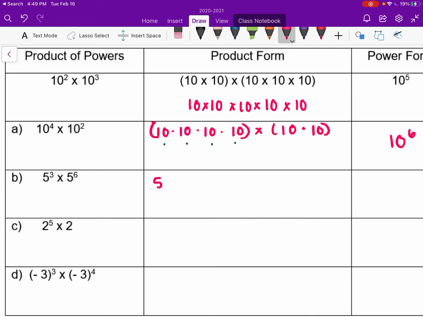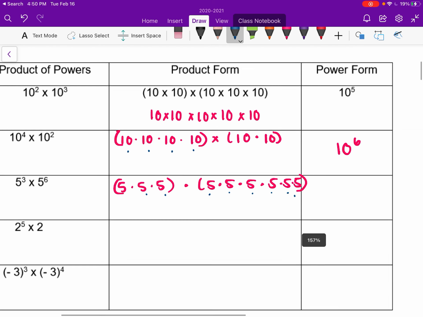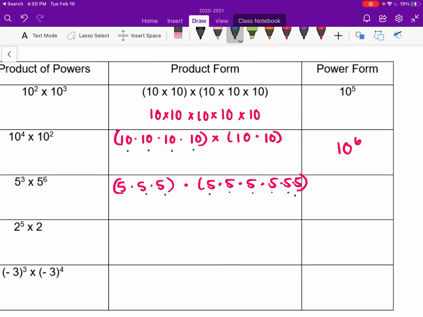Same thing with the 5. 5 to the power of 3 is 5 times 5 times 5, multiplied by 5 times 5 times 5 times 5 times 5 times 5, 6 times. So then I have 5 times 5 times 5 times 5 times 5 times 5 times 5 times 5 times 5, and if I add those together, I have 5 to the power of 9.